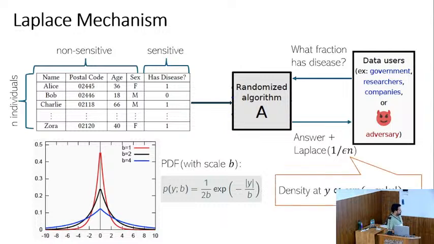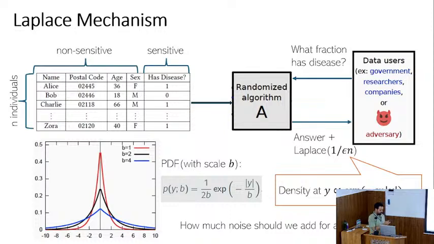Alright, so this is how the probability density function looks for a particular value y if the scale is 1 by epsilon n. We just replace b equal to 1 by epsilon n here, and you can see the density is proportional to e to the power minus epsilon n times mod of y. I'm just replacing b in this equation.